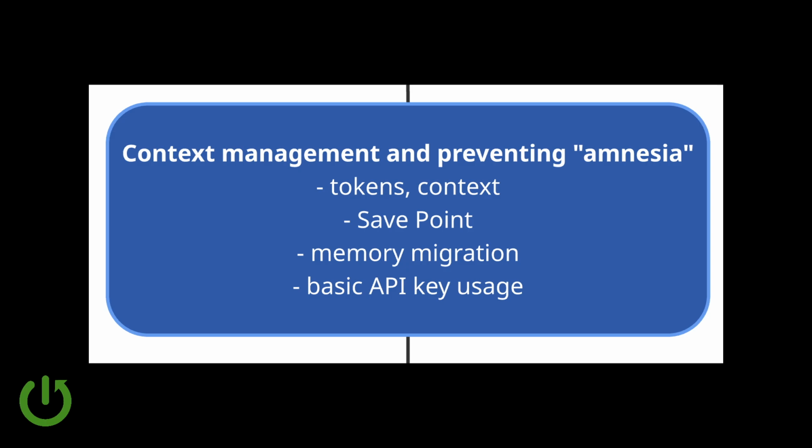We will use a save point to make a memory migration into a fresh session, and we will talk about basic API key usage to work with models. And basically in this part we will talk about how to keep the model sharp even in really long or complex workflows.